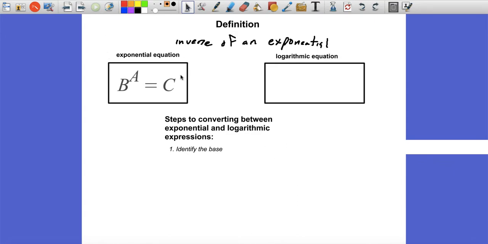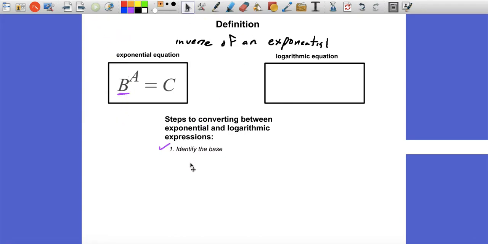So if we're thinking the base of this exponential equation, the one thing you might think of is, okay, the base of the exponent. So that's the exponent, that's the base. And this is what it's equal to, that's the answer. So the base is b. So we identified the base, check, we've identified our base. Our base is b for this equation.